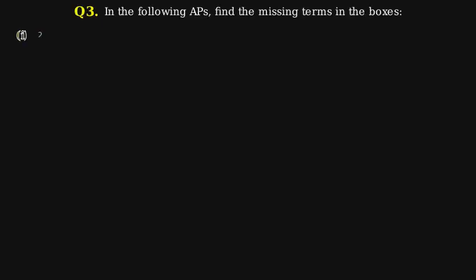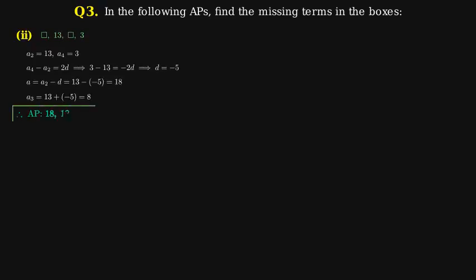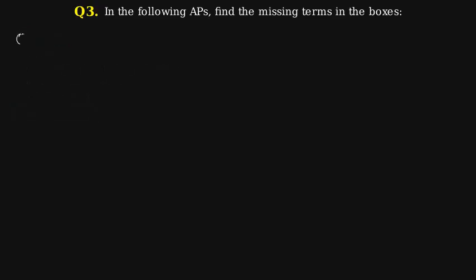Exercise 5.2, Question 3. In various APs, find which term equals the given value. 1. 7, 13, 19. Which term is 205? a equals 7, d equals 6. 205 equals 7 plus n minus 1 times 6. n minus 1 equals 33. n equals 34. It is the 34th term.